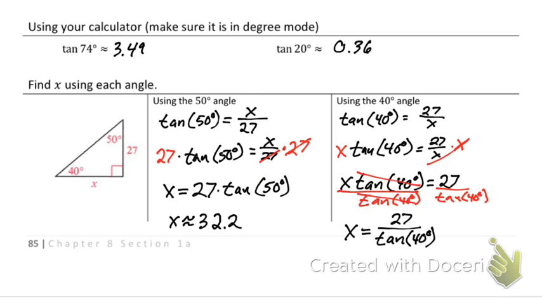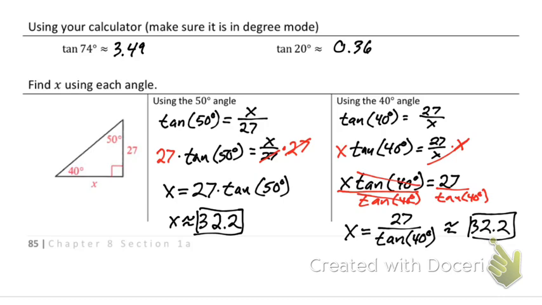All right, so we have 27 over tangent of 40 degrees. Does someone want to tell me what that equals? Amber. 32.14. So we once again have 32 point. Isn't that weird? That no matter what angle I pick, I come up with the same length. They should be the same. It'd be weird if one of them was a different length depending on the angle.